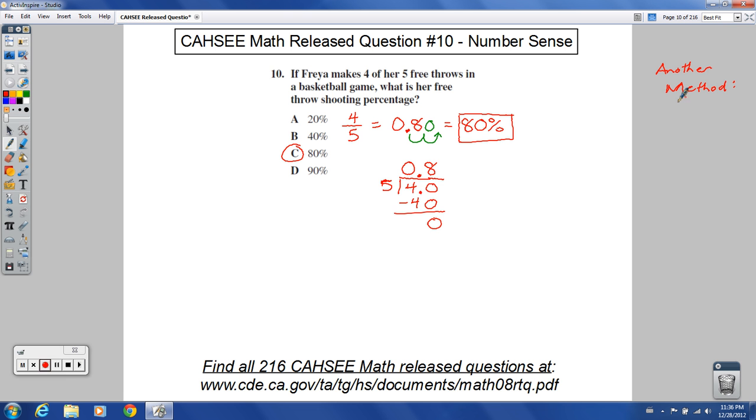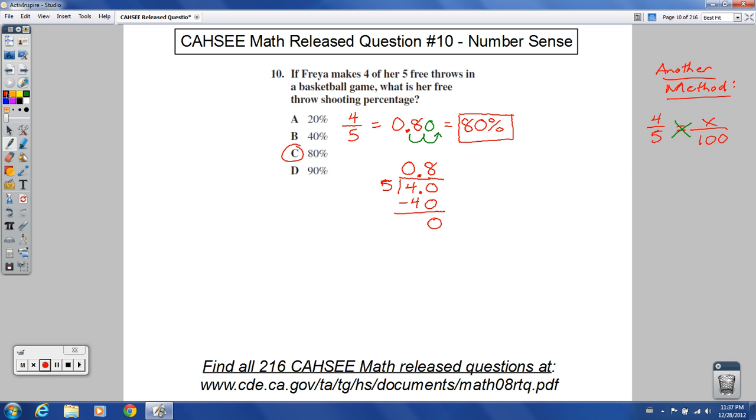So here's another method. With percents, you can always write the fraction and say that it equals whatever you're looking for. X is going to represent the percent out of 100. If you think of the word percent, per, and then think of cents and a dollar, it literally means per 100. And so what do you have here? 4 out of 5 is the same as what out of 100?